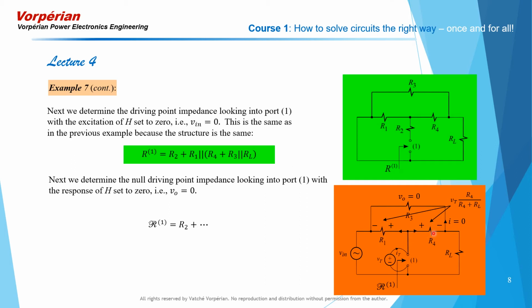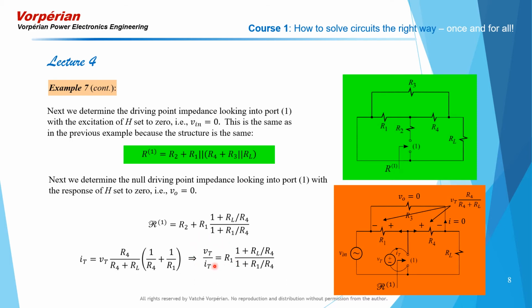This one is going to be Vt R4 over R4 plus RL divided by R4. Well, I knew that to start with. And this current here is going to be Vt R4 over R4 plus RL divided by R1. When I add the two together, I will get It. That's it. So I know what is Vt over It in this case. When I do that, I get this expression for Vt over It. And I can substitute that in here, and I will have calculated my null impedance looking into port 1.